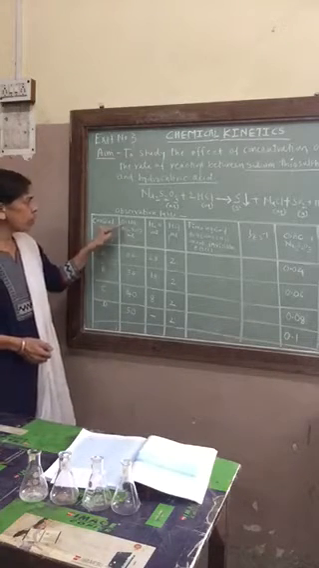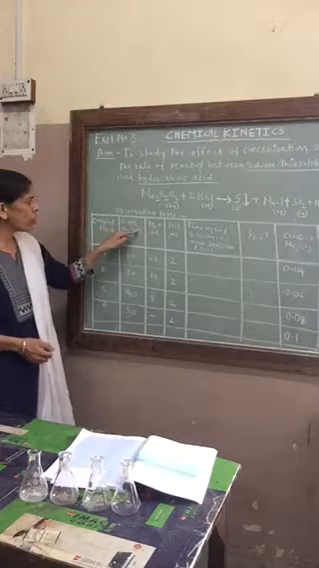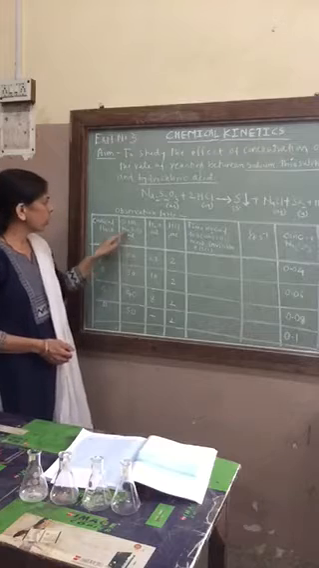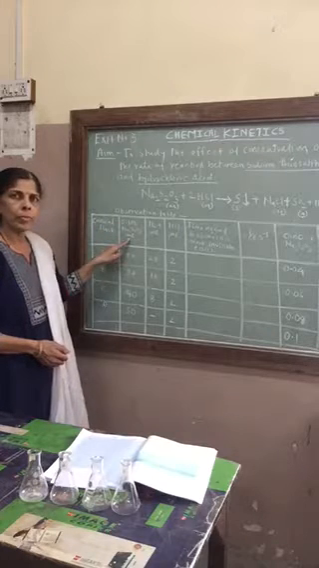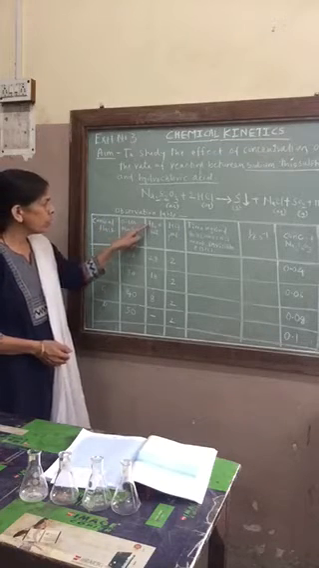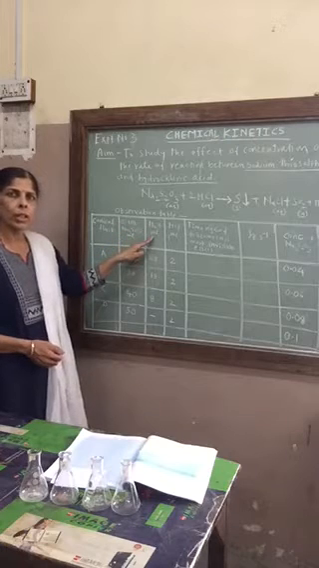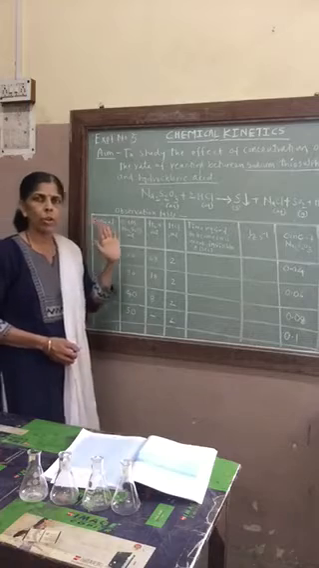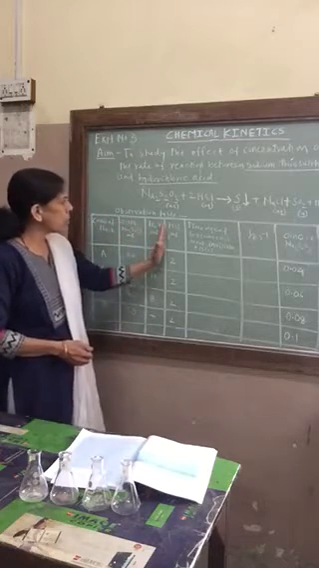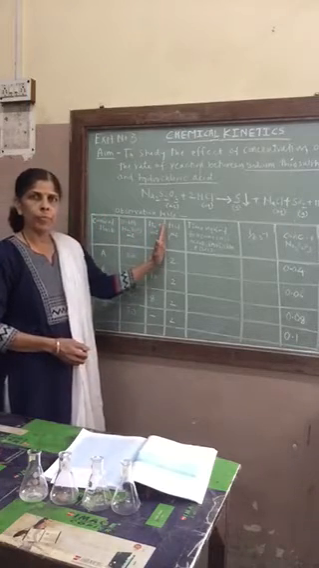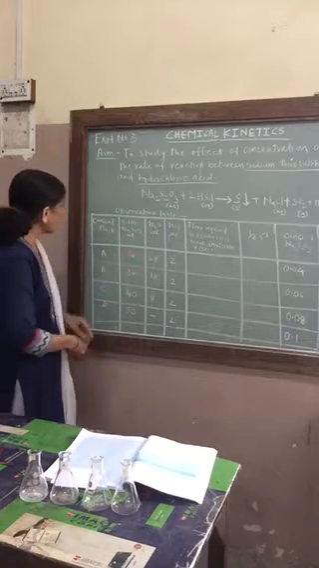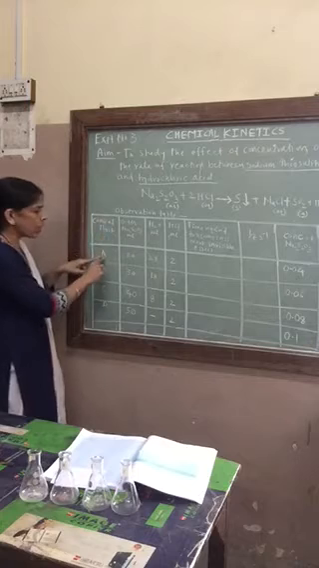Then what is the next column? 0.1 molar sodium thiosulfate in ml. The next column is water in ml. So in the beginning you are going to see only 3 columns. When you start the experiment, you are not going to see the HCl column. Only the first 3 columns.